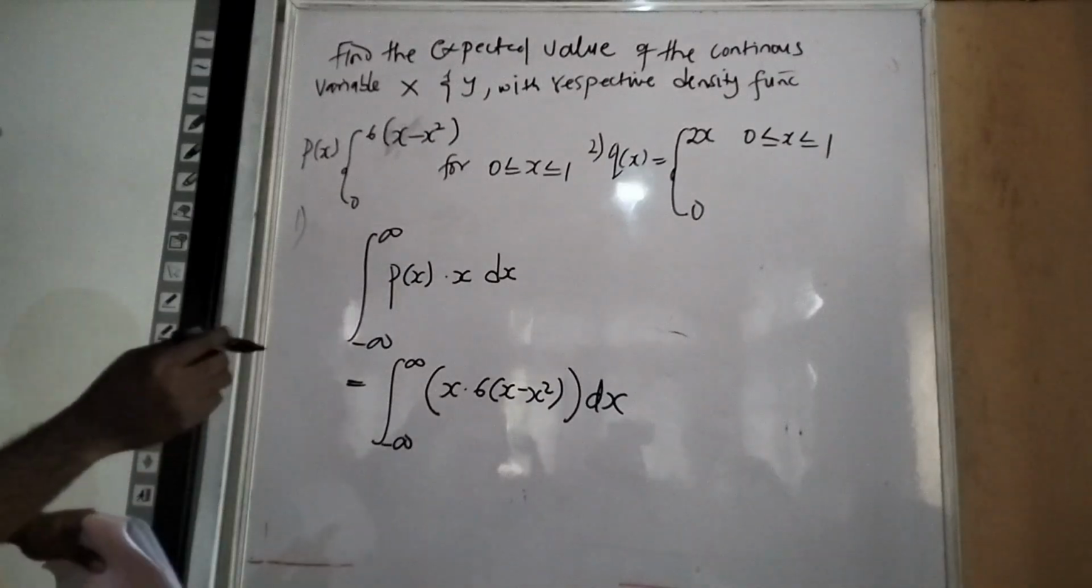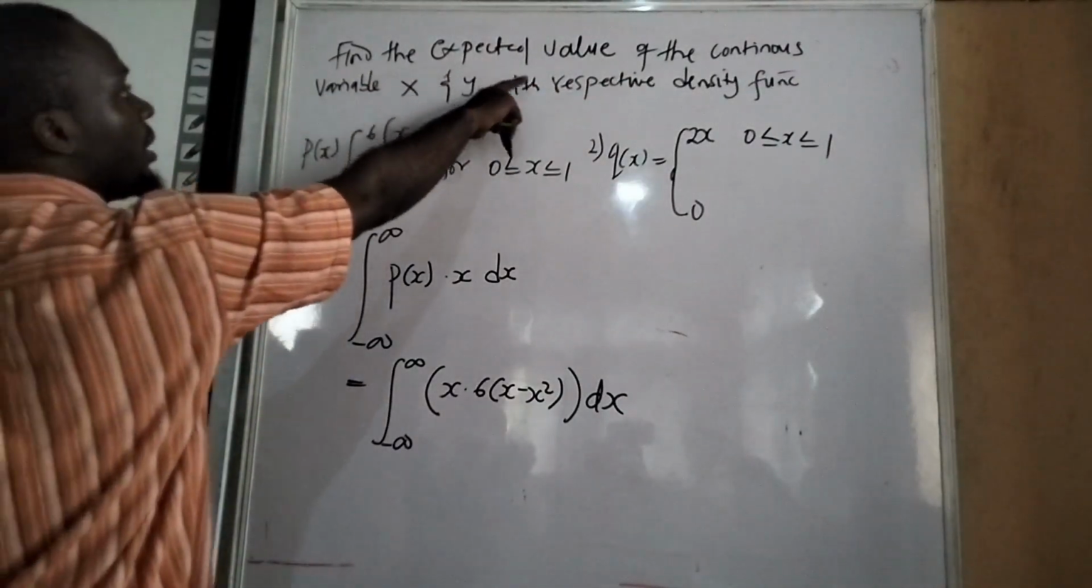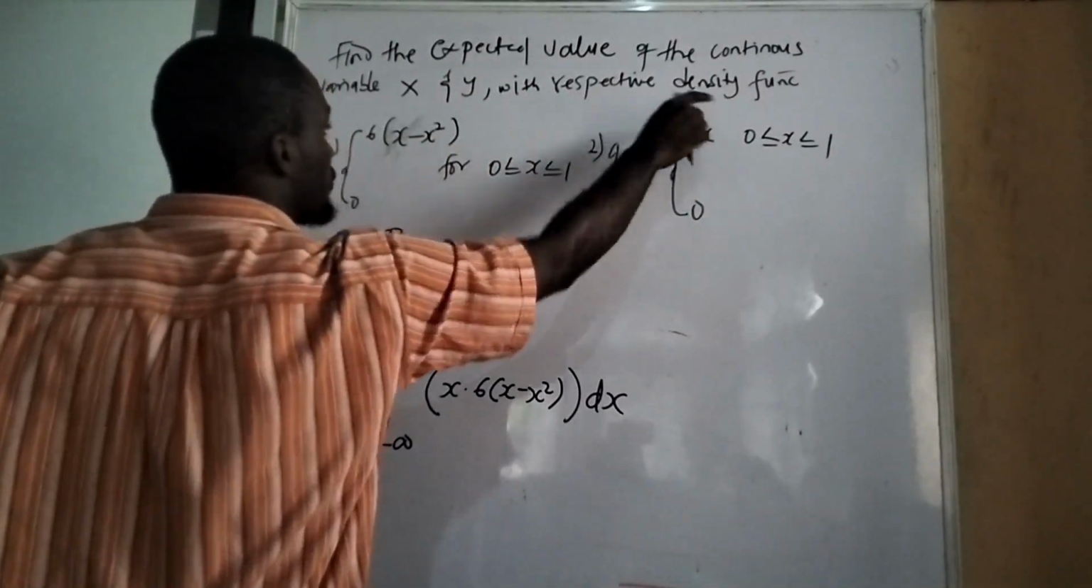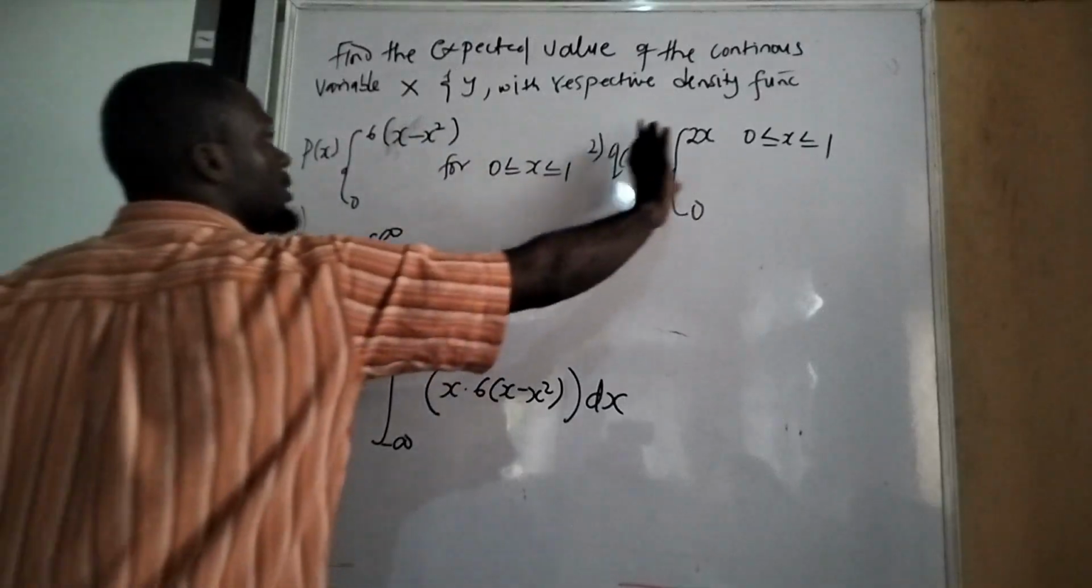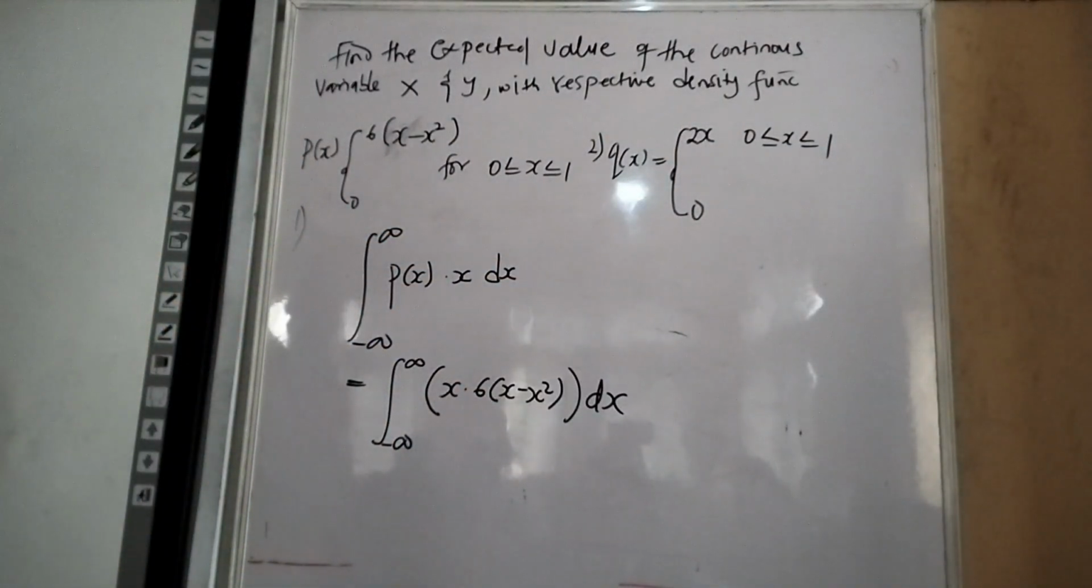And that one is question number 2. So in this case, say that we should find E of X and E of Y, for X and Y with respective density functions. This is for this one, this for X, this for Y.